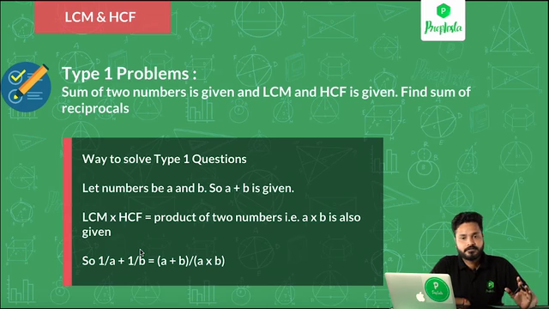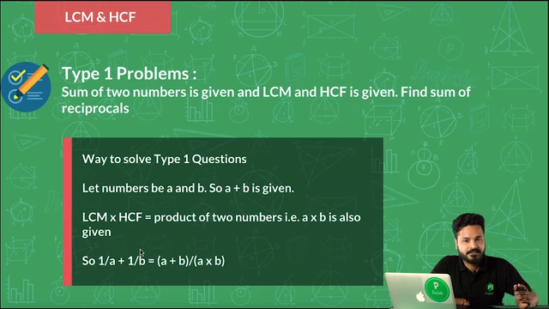So there's a 50% chance that you will find such a question in your aptitude exam. So how do we solve such a question? We are given a plus b, because we are given the sum of two numbers. LCM and HCF we are given. What we saw from the first property is that LCM into HCF is equal to the product of the two numbers. So from that we can find a into b. So we have a plus b, we have a into b.